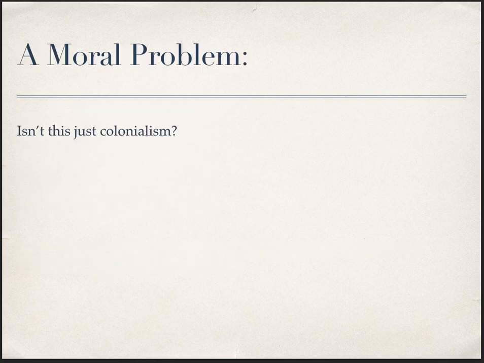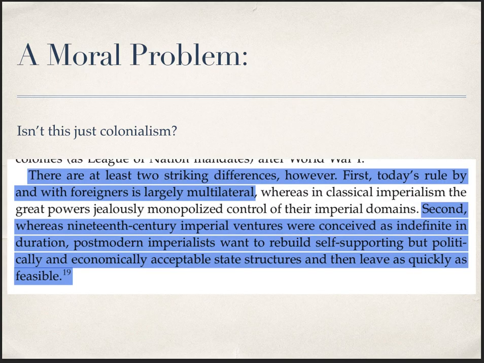So isn't this just colonialism? The most obvious moral question that we have here, there's a little bit of fencing of words going on. Driscoll calls it imperialism. Fearon and Laitin call it trusteeship. What's actually going on here? Well, Fearon and Laitin argue that there's actually a difference between old-style colonialism and new trusteeship.